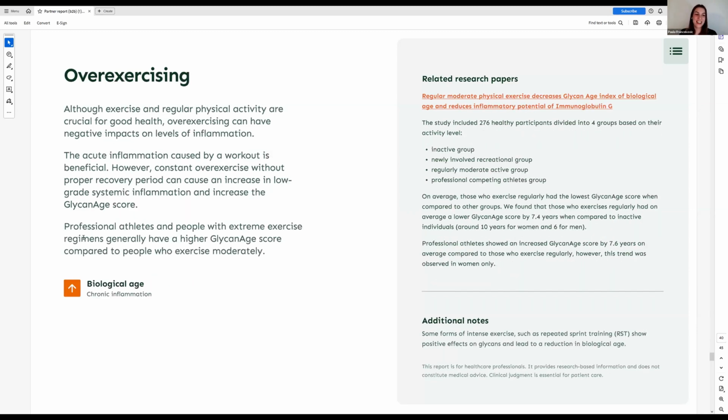Over-exercising can increase the biological age. And this is something that I see more commonly than I expected to see. What I also see in practice with over-exercising is a reduction in the glycan youth and an increase in the glycan mature. So, a reduction of the anti-inflammatory protective glycans and an increase in the pro-inflammatory load.